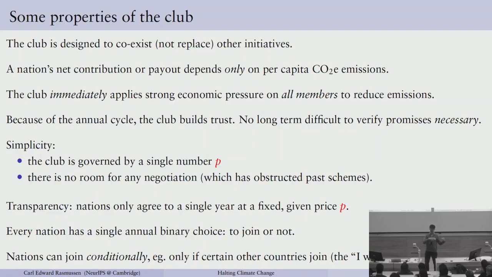Because the turnaround is really quick, of course you can't change the amount of CO2 that you put out, because you would have to change your whole infrastructure and the way you run your country, and you can't do that in a single year. But you can signal your intention of doing that by saying, well, I'm going to pay the fee until I get my act together. And that's a strong pressure on you to do that.